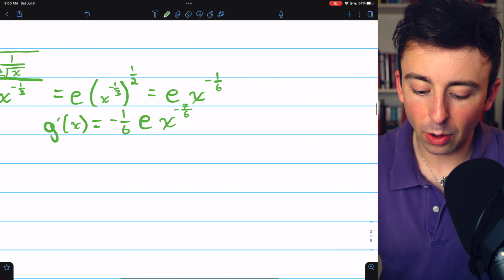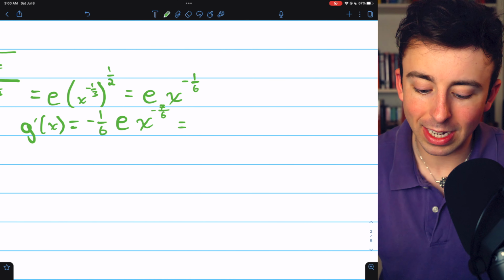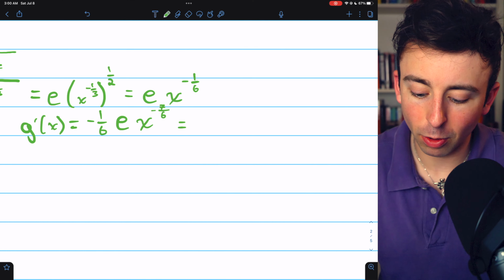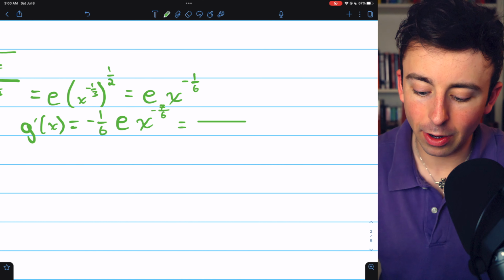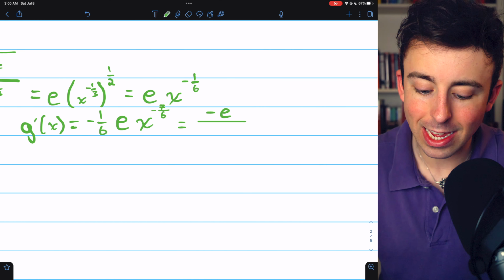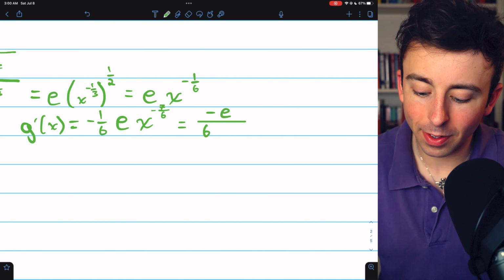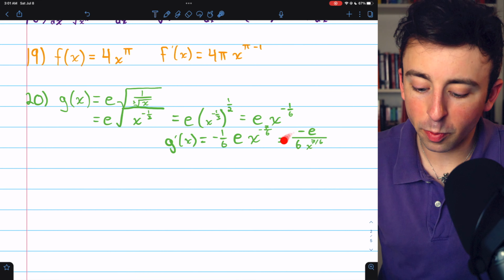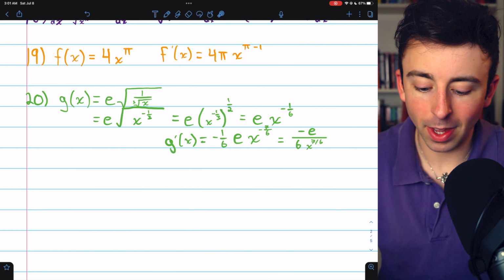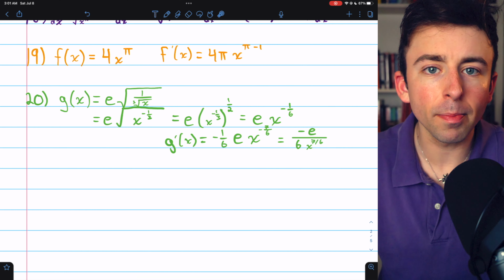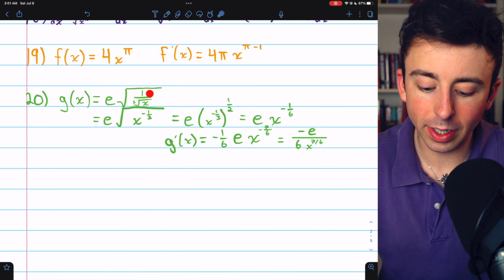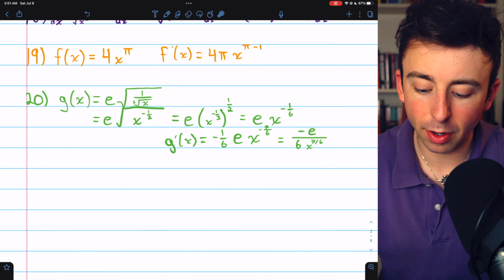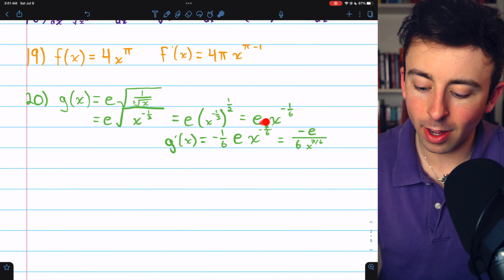So there we go, and we can rewrite this to get rid of the negative exponent. Our answer is going to be a numerator of negative e, and then a denominator of 6 times x to the power of 7 over 6. There you go. Hopefully not as bad as you were thinking. Again, a cube root of x is the same as a power of a third, so we were able to move it to the numerator by making it a negative third, then just apply our exponent laws, and then finally the power rule.